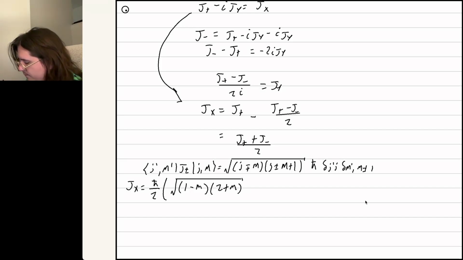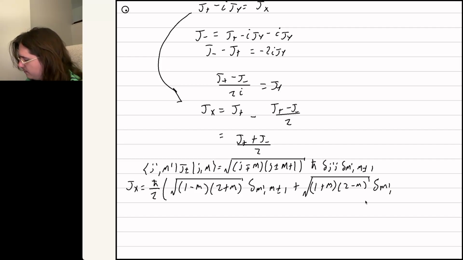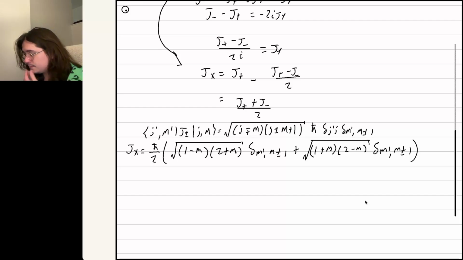Alright, and then that's going to be times the Kronecker delta m prime, m plus or minus 1. And then plus root, now it's 1 plus m there, and then 2 minus m there, and then delta m prime, m plus or minus 1. So the Kronecker delta is really acting on both of them.